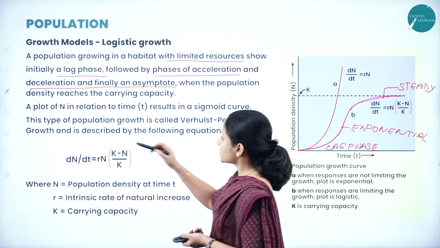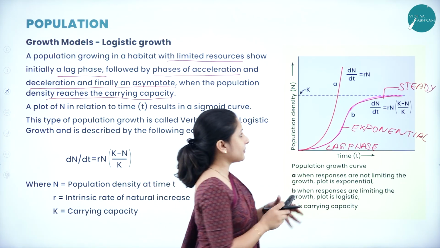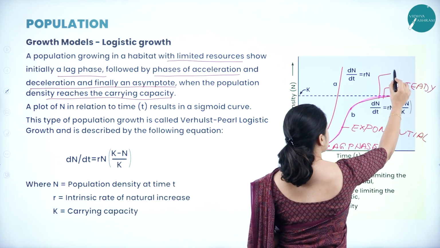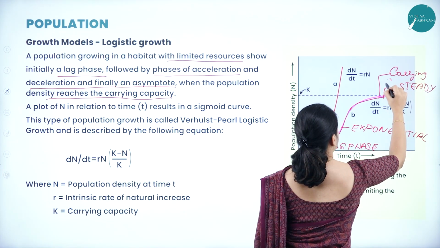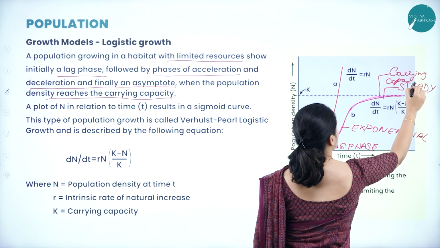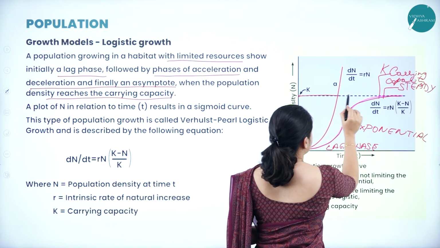So when the population density reaches the carrying capacity, now this is the carrying capacity. So this phase is the carrying capacity, which is nothing but called K. So this is the carrying capacity.